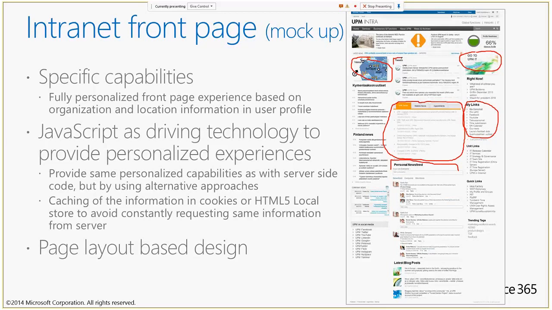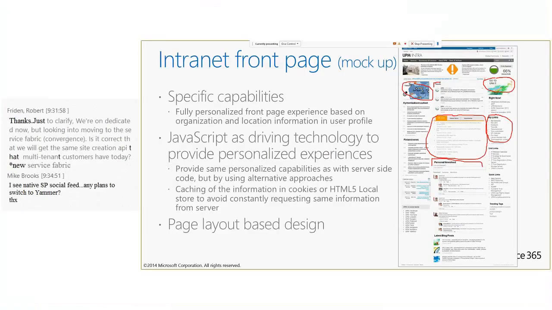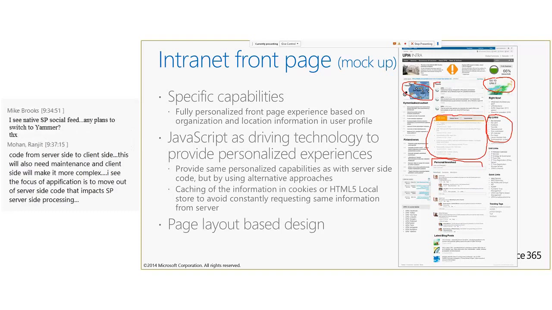Quickly checking Robert's question: we're on a dedicated platform now, looking into moving to the service fabric and convergence. Is it correct that we will get the same site correction API that the multi-tenant customers have today? That is correct. That is definitely correct for the dedicated converged platform, which is a pretty technical statement that probably not that many know in the call.